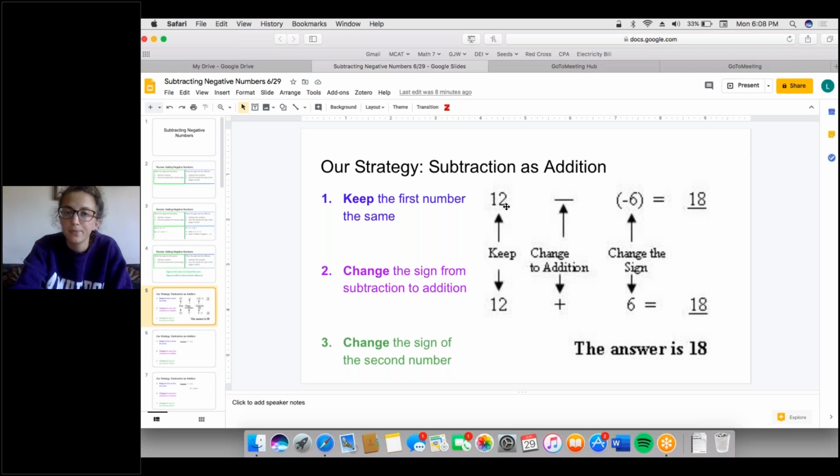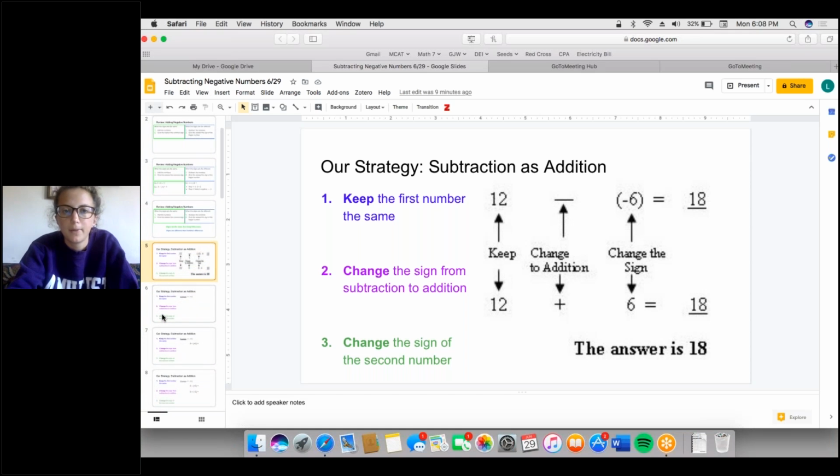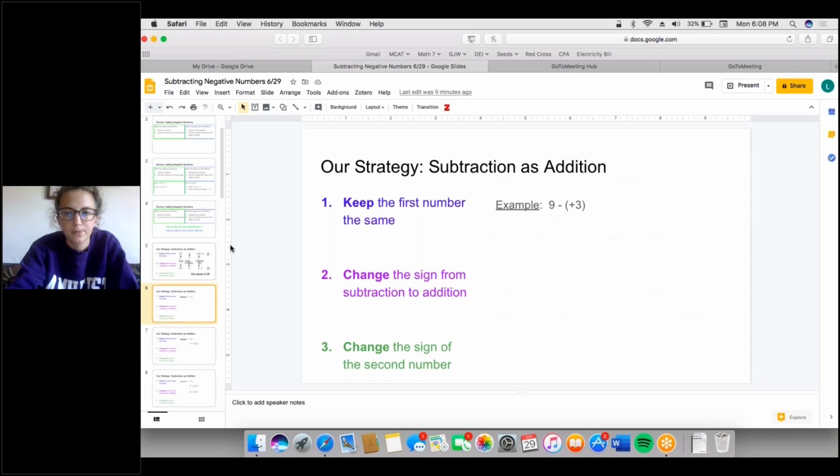This subtraction and these addition problems are equivalent. They're the same as long as we do all 3 steps. So we can't just change one of these. We have to change both signs, of the subtraction sign and of the second number. We're going to look at a couple examples of this next.